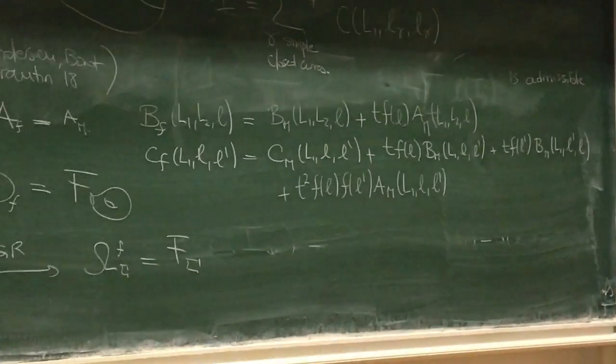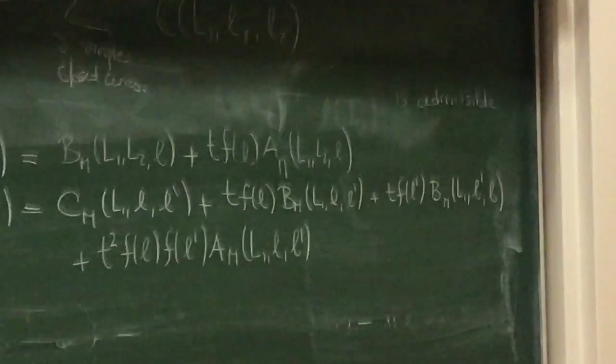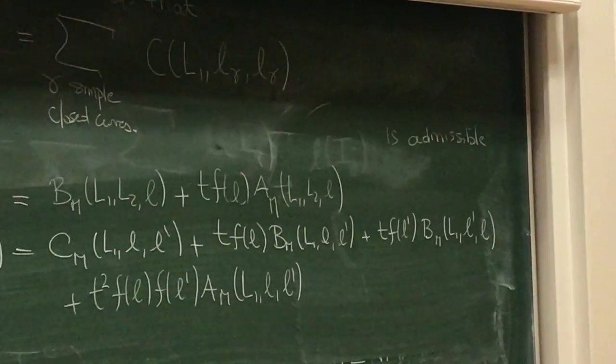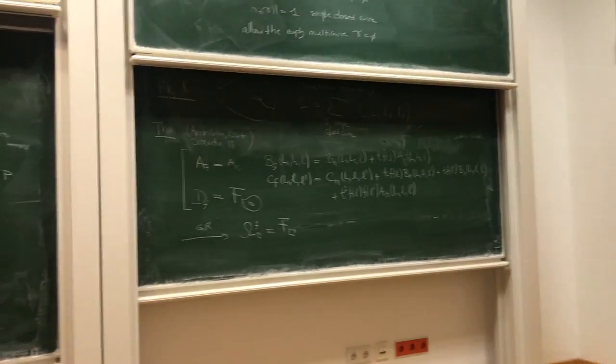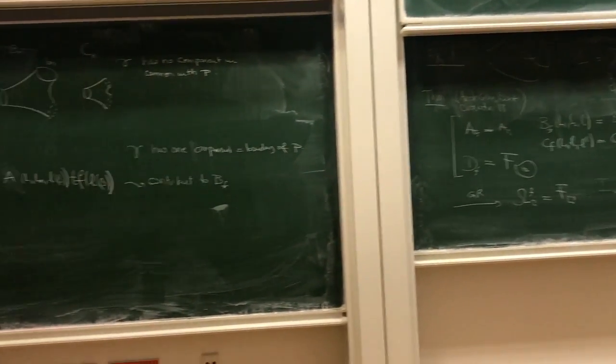There is another possibility, which is that you have some interior curve here, gamma, maybe delta. And here you have your component gamma.